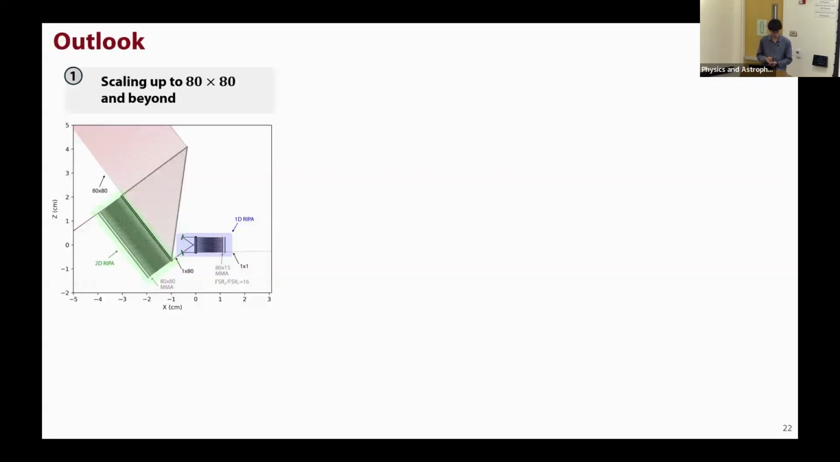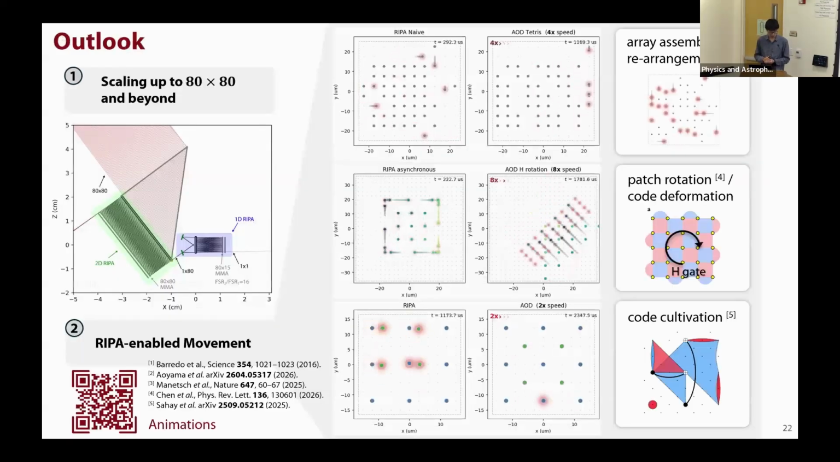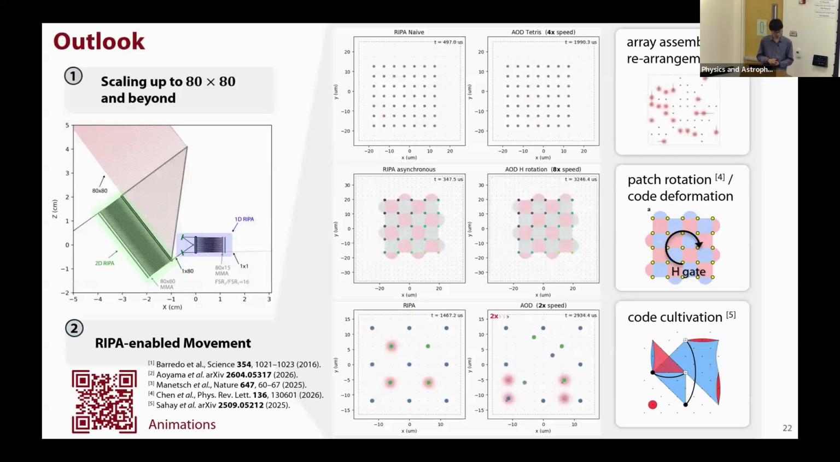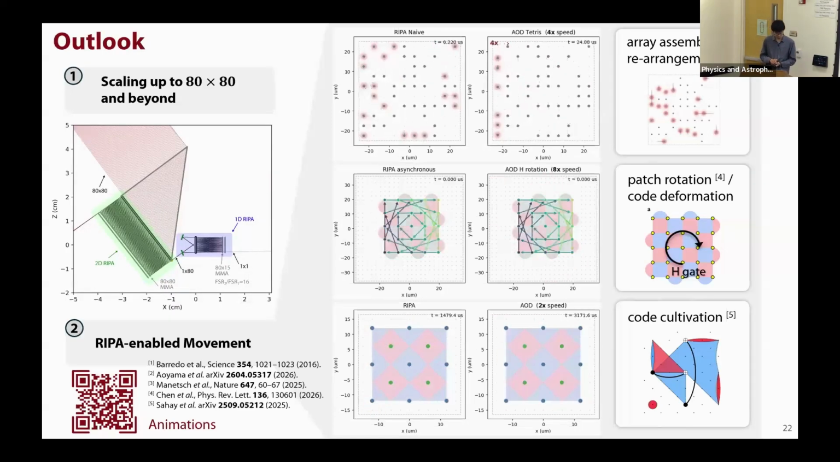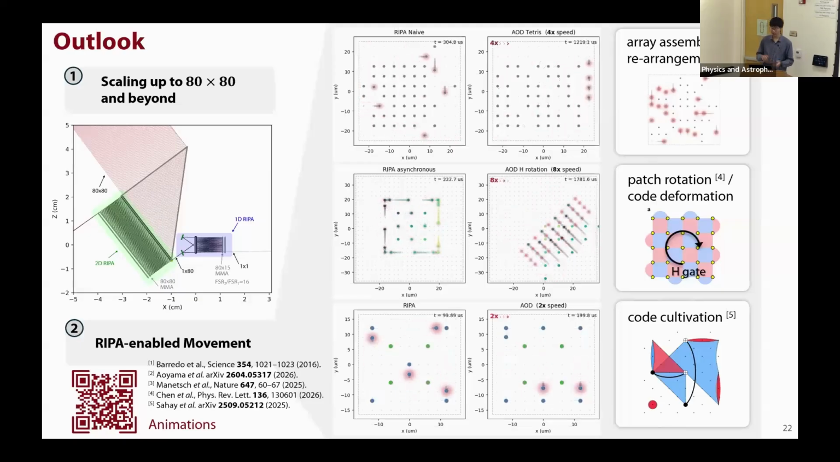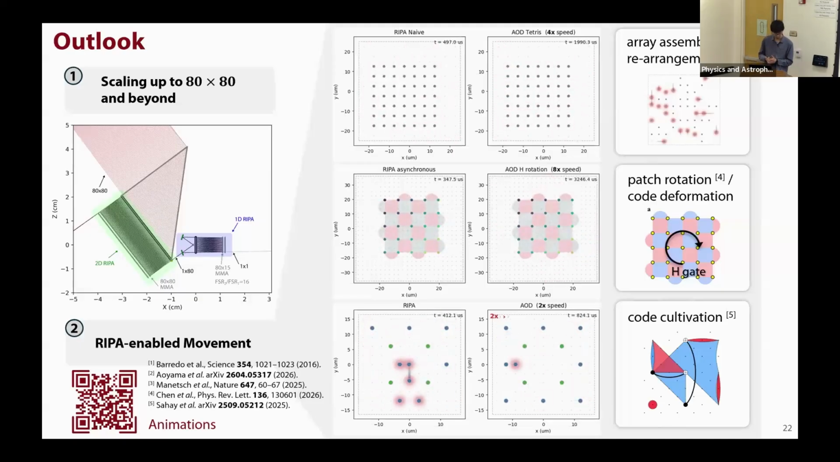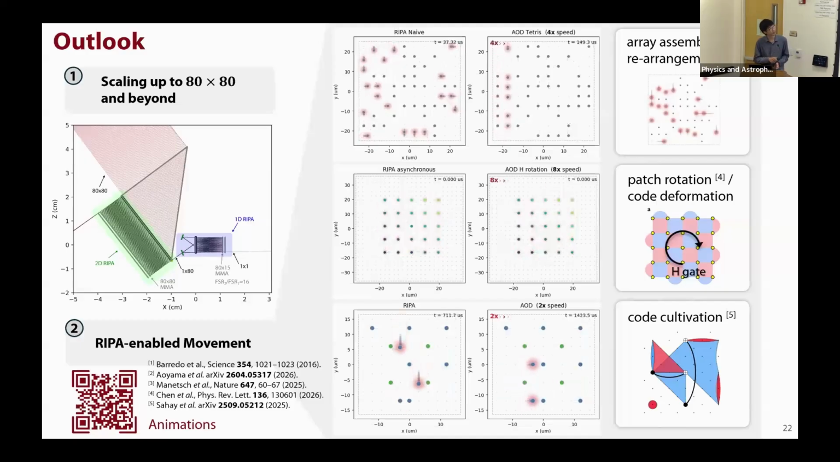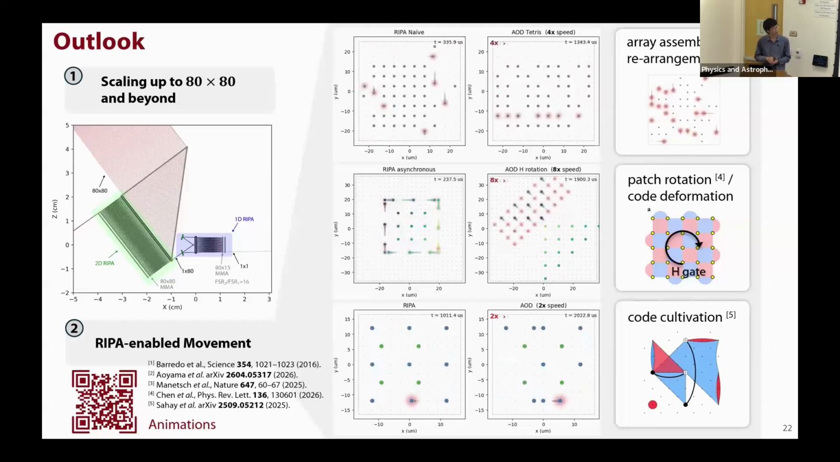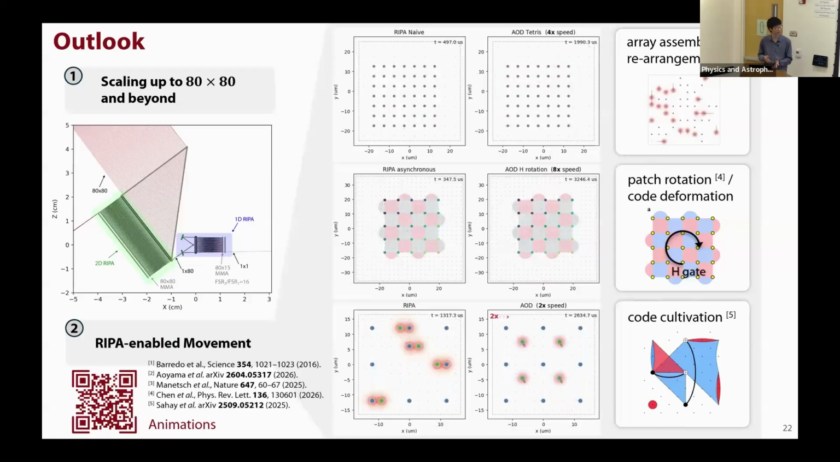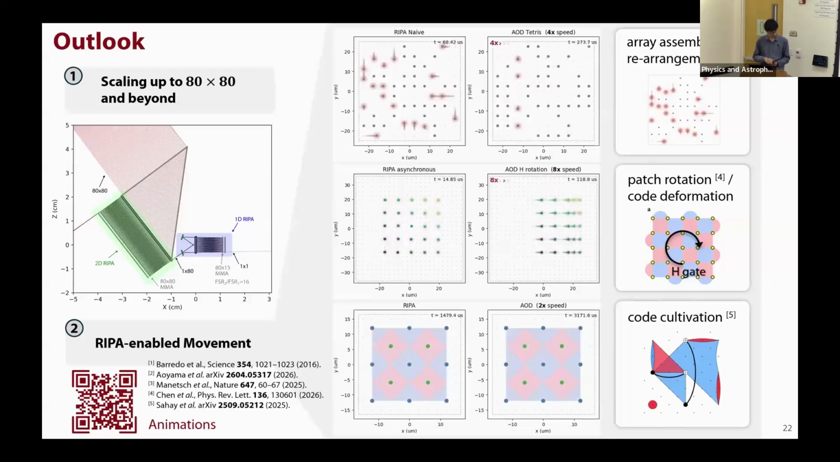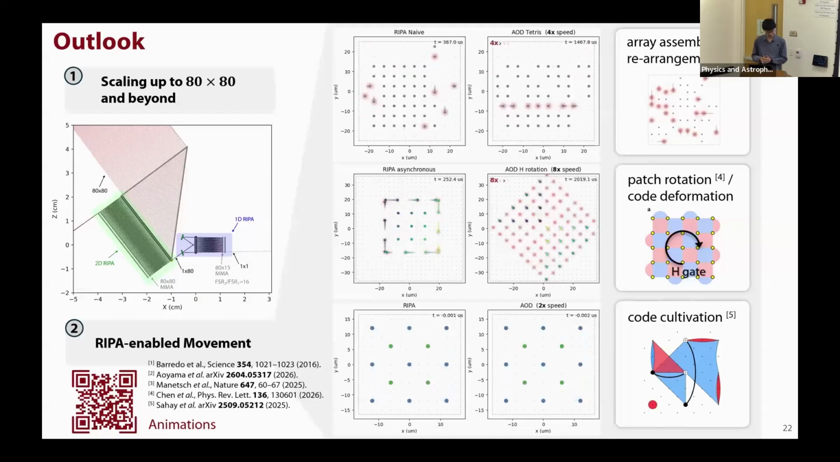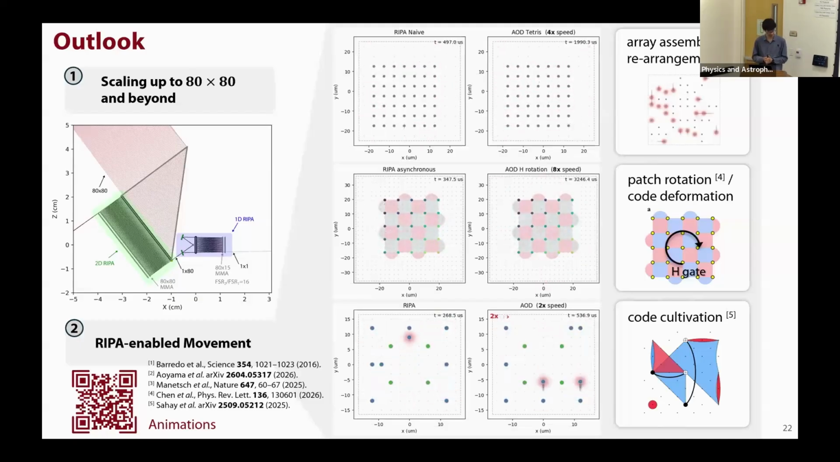For an outlook, we have a concrete plan to scale up RIPA to 80 by 80 and beyond, while also shrinking its footprint within 10 centimeter scale. Moreover, the arbitrary routing pattern that the RIPA-SLM provides can enable a lot of moving primitives that accelerate several operations in a neutral atom quantum processor, from the defect-free array assembly to the patch rotation needed in Hadamard gates for surface code, and further to the more complicated rearrangements in these modern magic state cultivation schemes.